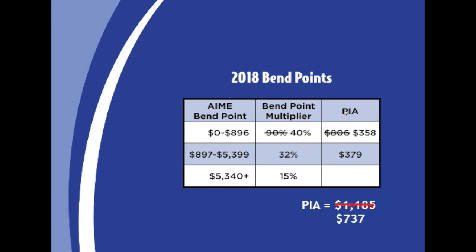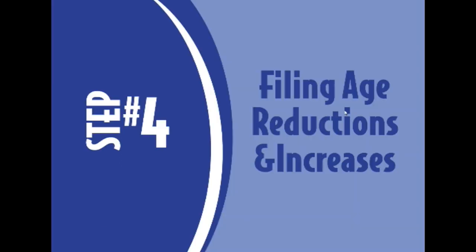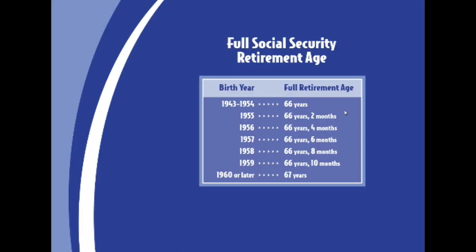Now, those amounts in the bend points change. So from that 0 to 896, next year it will likely be from 0 to $905, $910, somewhere in that range. And all of the other bend points will change with that. So that's the way the reduction works. And then once that penalty amount is applied with that lower bend point, it's time then and only then to reduce or increase your benefit because of your filing age.